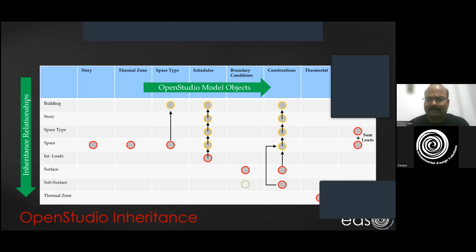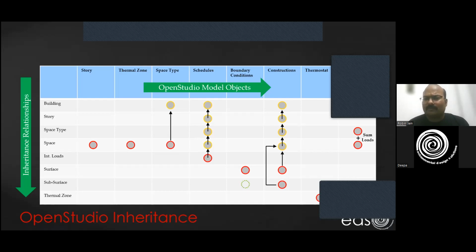So just take an example. Let's say I have to define the lighting for my building. I can define that lighting power at the building level. Then I have an option to define it at the space type level in the software. Then I can also define it at the space level.